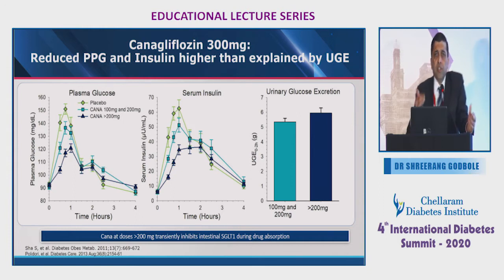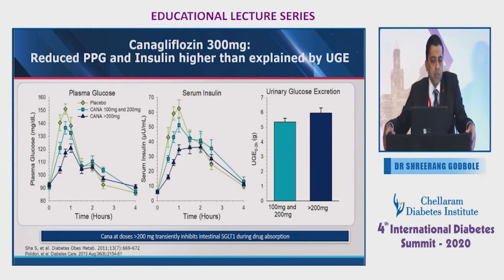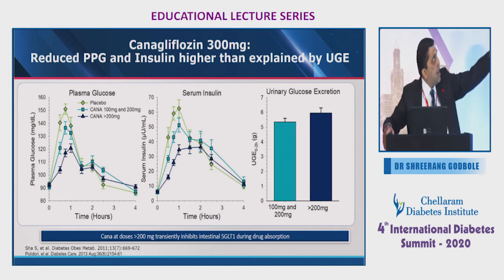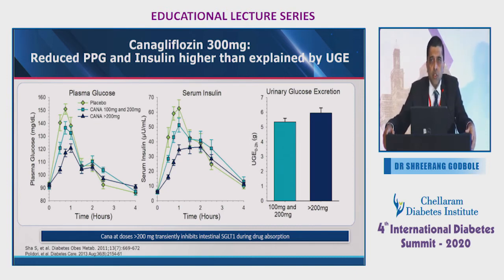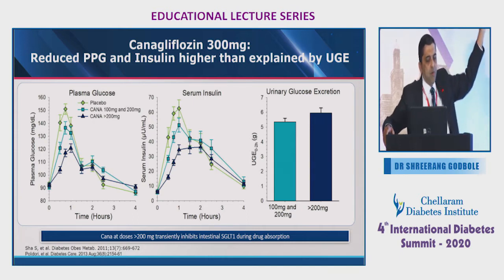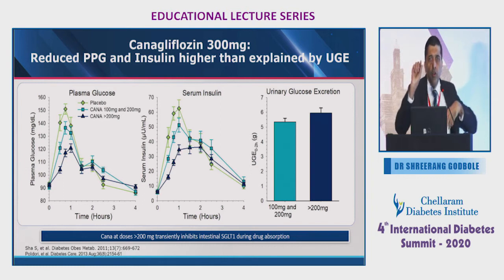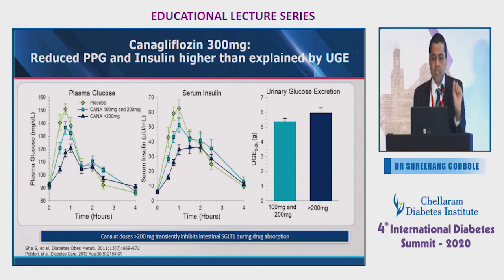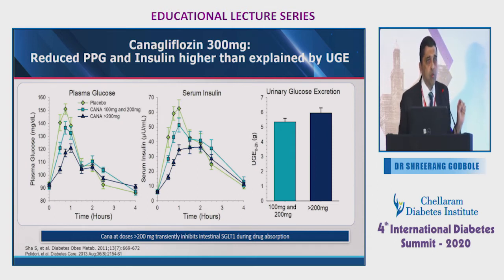Now, obviously, if you're going to excrete glucose in the urine, you would expect a lowering of the excursion in plasma glucose, as you see on the extreme left, and also in the serum insulin levels. Now, you see three groups of individuals: placebo in green, a pooled group of Canagliflozin 100 milligrams and 200 milligrams in light blue, and then a pooled group in excess of 200 milligrams Canagliflozin, which of course includes 300 milligrams, in dark blue.